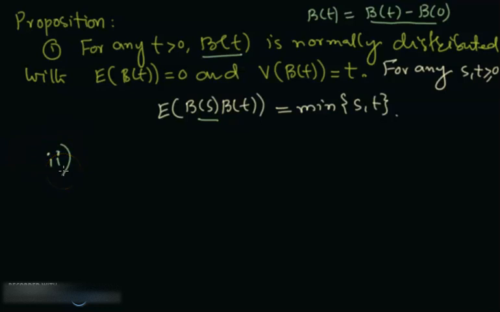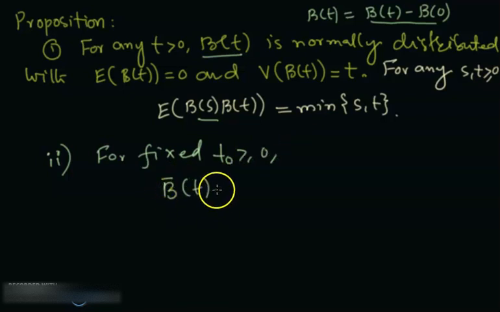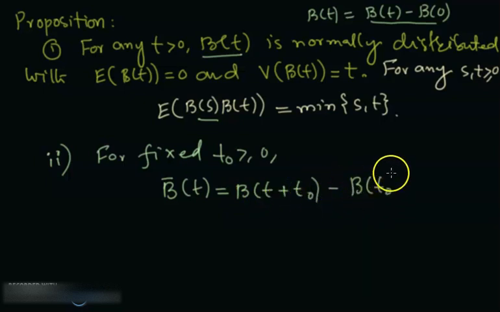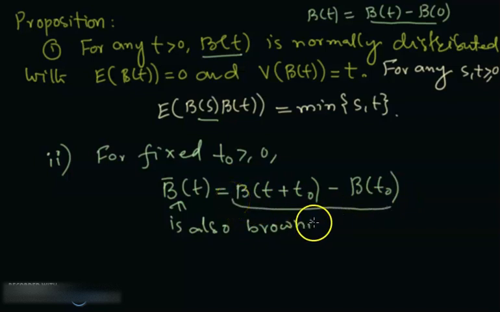The second property is, for fixed t naught, the new process defined by B tilde, or B hat, to be B of t plus t naught minus B of t naught, this new process is also Brownian motion, provided that B is Brownian. If B is Brownian, then this quantity is also Brownian.